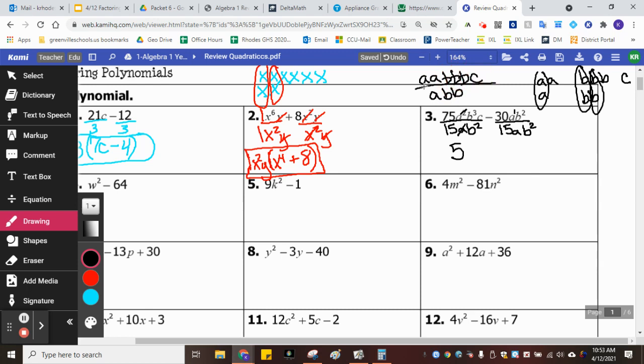So I had 2 A's on top, A squared, 3 B's on top, B, B, B, and 1 C. And I'm dividing by A, B squared. So 1 A, 1 A, 1 B, 1 B, 1 B, 1 B. So what's left on top is A, B, C.